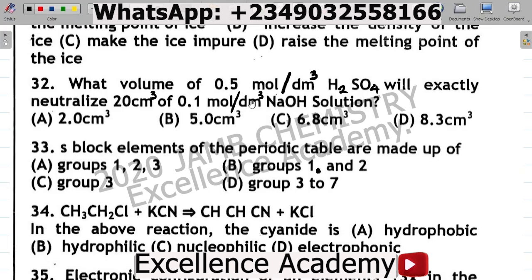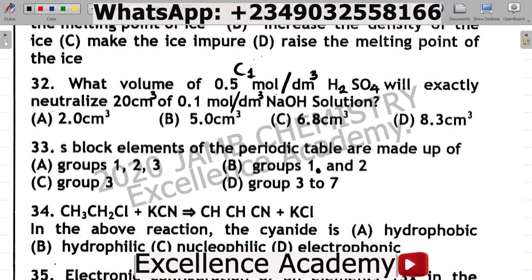Now for 32, we are given 0.5 mole per dm cube. What you have here is a concentration. So since we have two values of this, let's call this the first concentration. So you have this as C1, and they said what volume of this? So the volume of this one here is unknown. V1 is equal to unknown. Then you have a second volume here, which is the volume of this other concentration. So in essence, we'll be using the C1V1 equal to C2V2 formula.